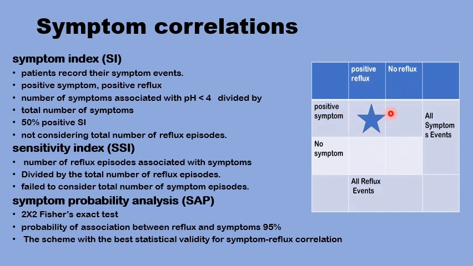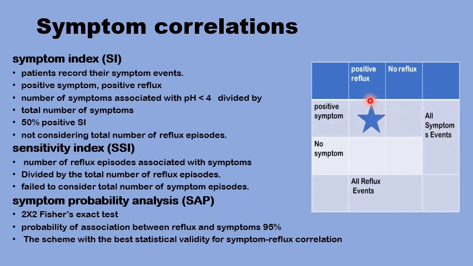Now we are naturally more interested in this square when the patient had recorded that he had felt a symptom and there was actually some reflux. And this is the basis for two of the indices that correlate the monitoring results with the patient's symptoms. The first is the symptom index, the SI. This is obtained by dividing the number of occasions the patient felt symptoms and there was actually positive reflux, divided by all the times the patient had pressed the button that he had symptoms, including times when there was no reflux.